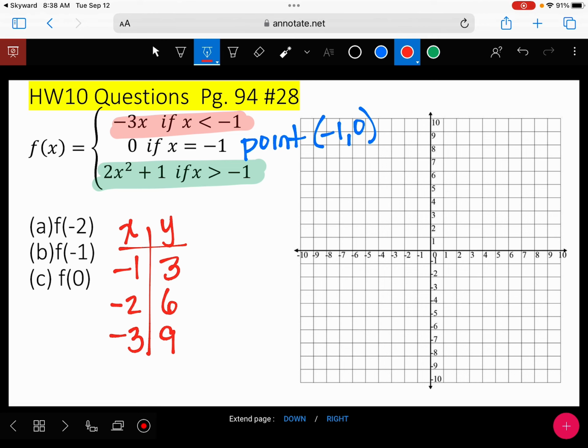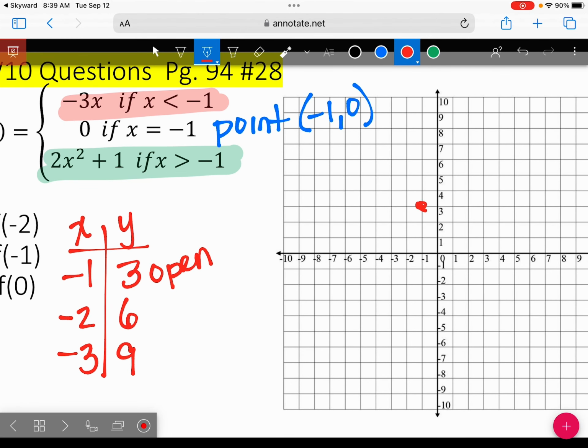And what I'm going to look for when you take your test is, did you use the right domain? Did you start with an open or a closed? So what kind of point am I starting with on this first one? Let's look at this one here. Is this equal to negative one? It's just less than negative one. So we're going to start with an open point. So I have an open point at negative one, three, negative two, up six, negative three, up nine. Oops, I did not mean to put an open point. I mean a closed point, let me fix that.